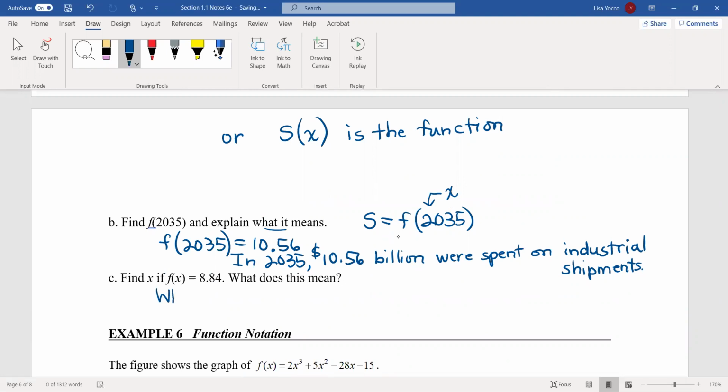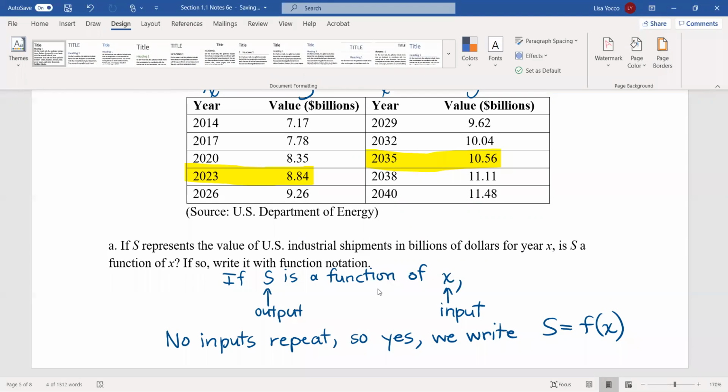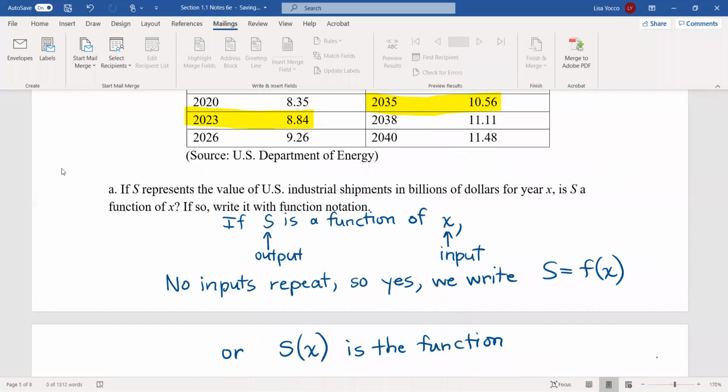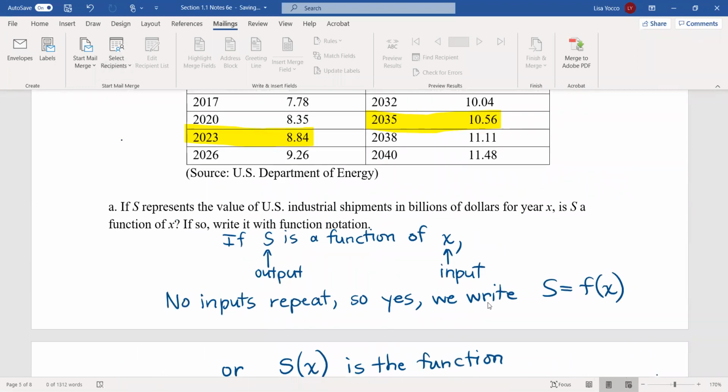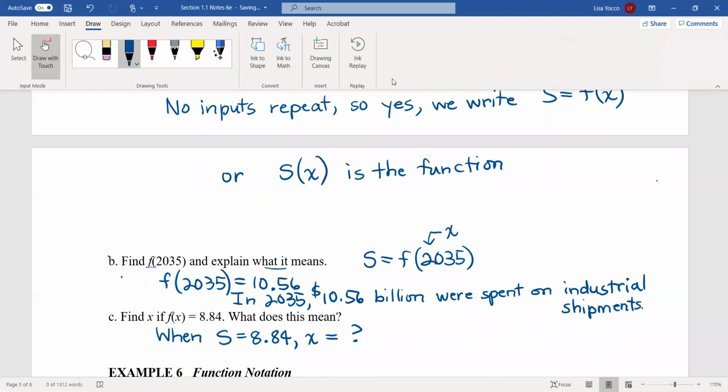All right, for part C, when S is 8.84, what does X equal? So I got to go back in the table. 8.84 is right here. The X that goes with that is 2023. Sometimes this thing acts crazy. There it is. So, was it 2023?